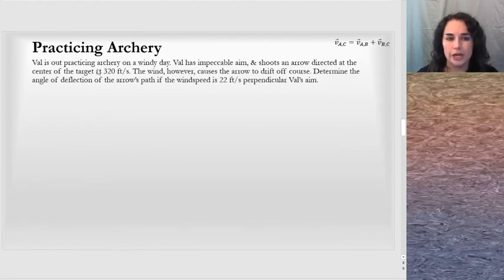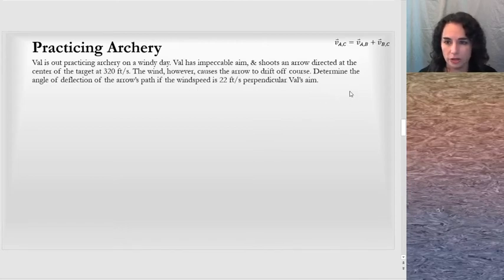Practicing archery. Val is out practicing archery on a windy day. Val has impeccable aim and shoots an arrow directed at the center of the target at 320 feet per second. The wind, however, causes the arrow to drift off course. Determine the angle of deflection of the arrow's path if the wind speed is 22 feet per second perpendicular to Val's aim.